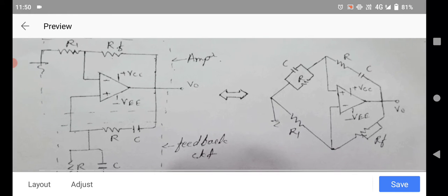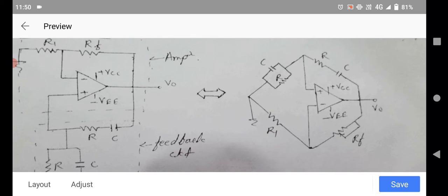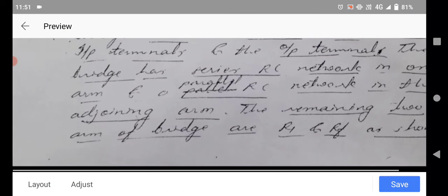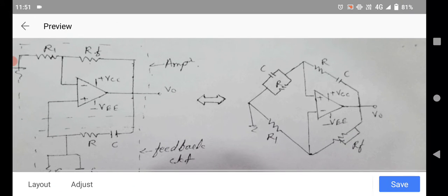So this circuit is equal to the operational amplifier connected here. The non-inverting terminal is connected to the series and parallel capacitor and resistor, and the inverting terminal has the input resistor R1 connected to ground. The output is connected to the non-inverting terminal through the series resistor and capacitor, as well as the feedback resistor RF connected to the inverting terminal.